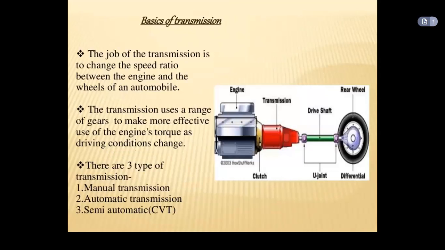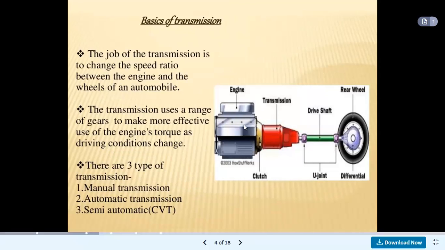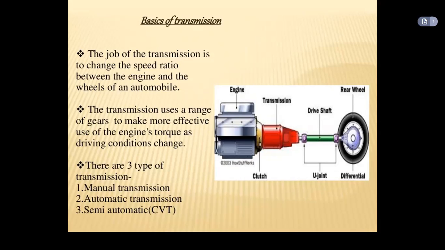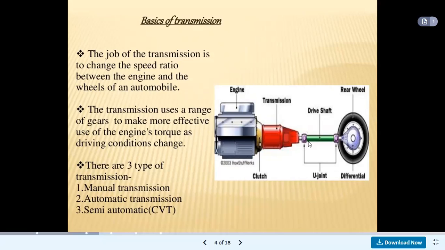Basics of transmission. If we see this diagram, this is the engine, this is the clutch, then this is the transmission, this is the joint, which is used for the drive shaft to the transmission system, that is, a U joint is used, then the differential gearbox, and this is the rear wheel. The job of transmission is to change the speed ratio between the engine and the wheel of an automobile. The transmission uses a range of gears to make more effective use of the engine torque as driving conditions change.